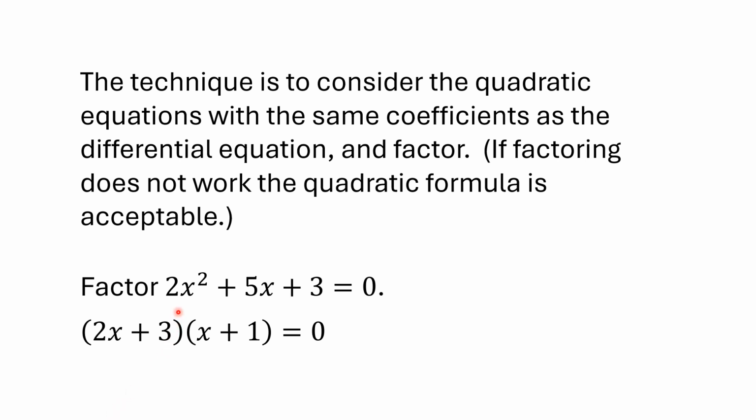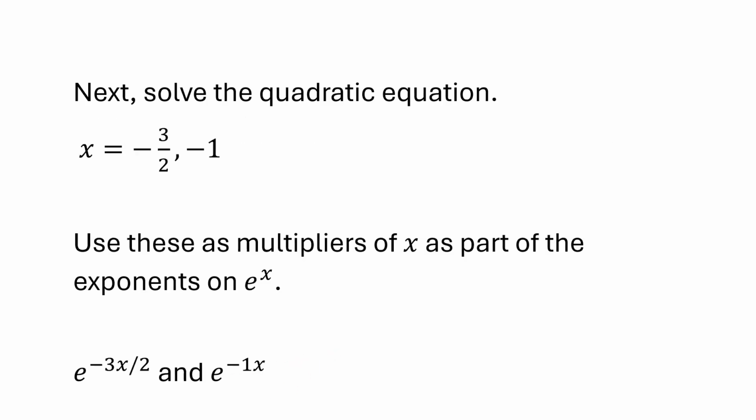So we'll write a quadratic equation that has the same constants as our differential equation: 2x squared plus 5x plus 3 equals 0. And factor: 2x plus 3 times x plus 1 equals 0. Next, we solve the quadratic equation and we come up with x equals -3/2 and x equals -1.